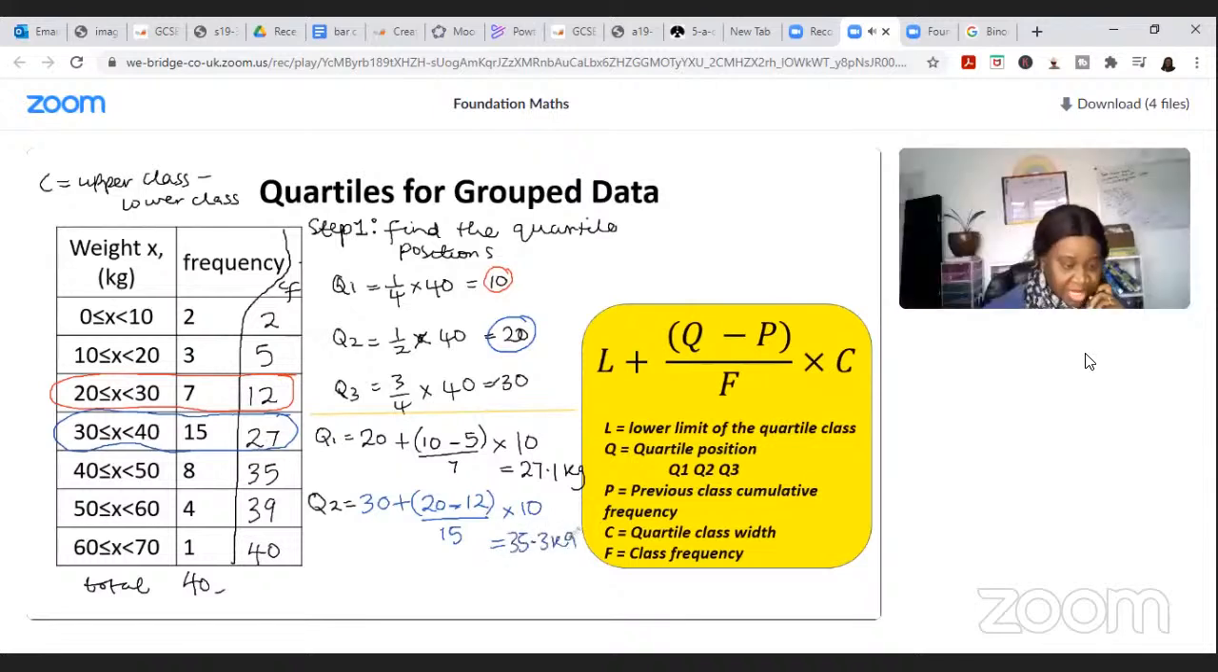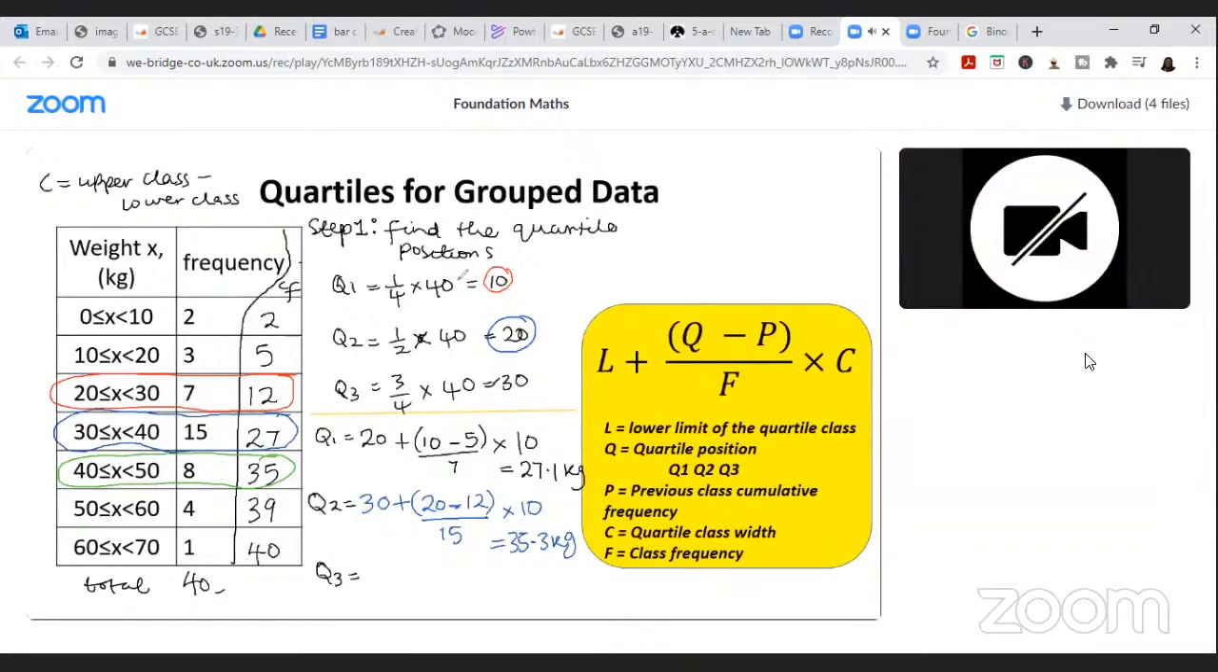35.3 kilograms. Okay. So that's that one. So let me do the last one now. Quartile 3 will be 3/4 of the data, which is 30. So we come and find out where 30 will be is here. Inside of this class here. 30 is, this ends at 27. So the 30th data must be inside this one. So Q3.